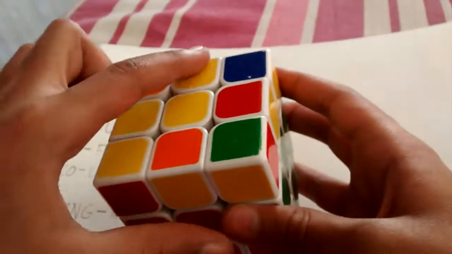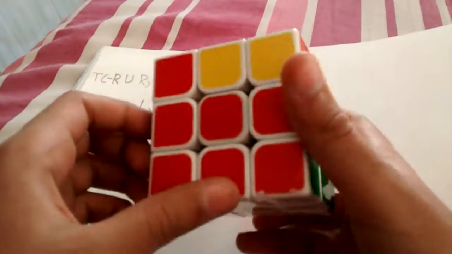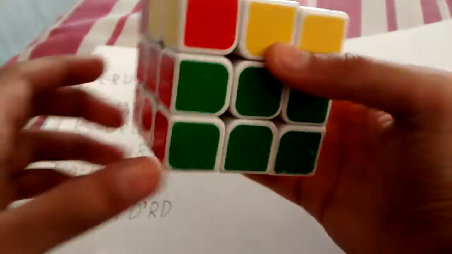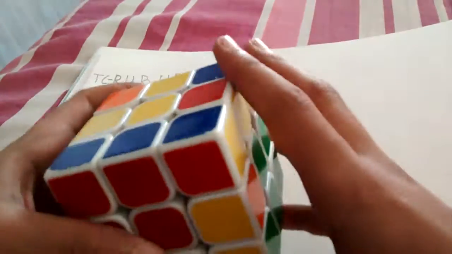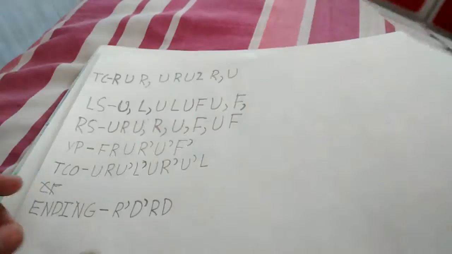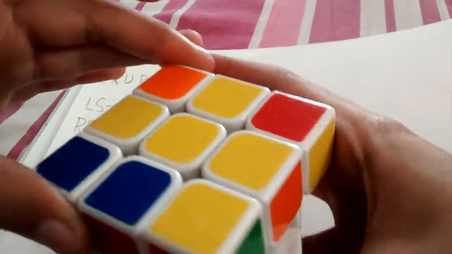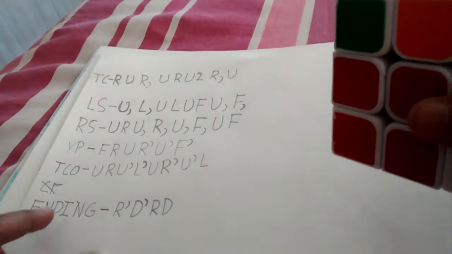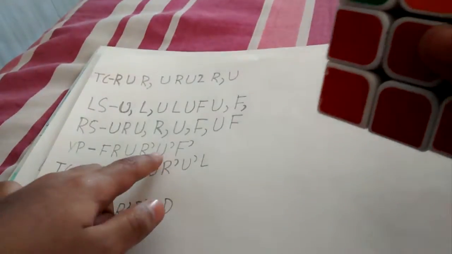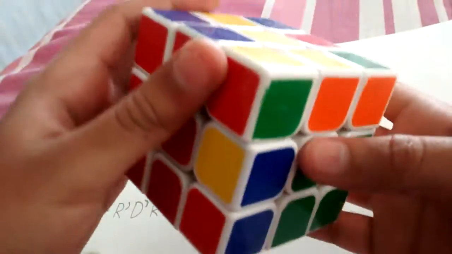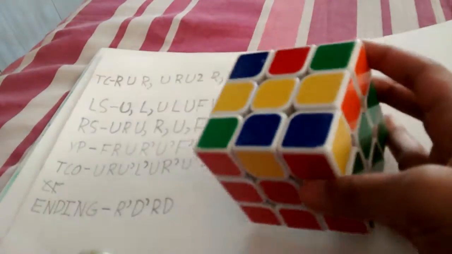You have to do it when it's facing like an L. See, it is showing front, means F. F, R, U, R', U', then F'. It didn't happen, no? Then you have to do it again.